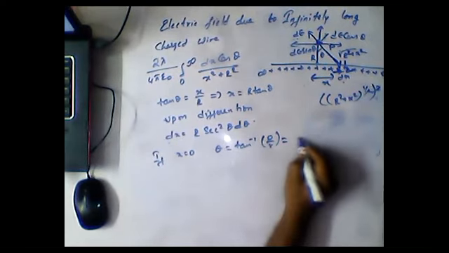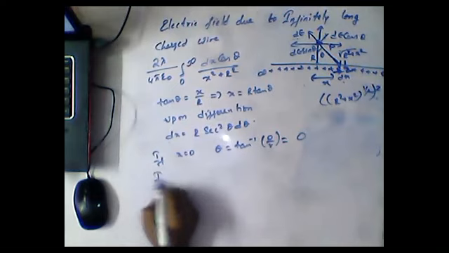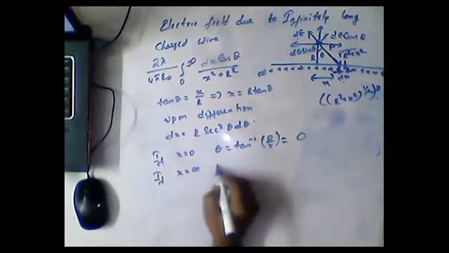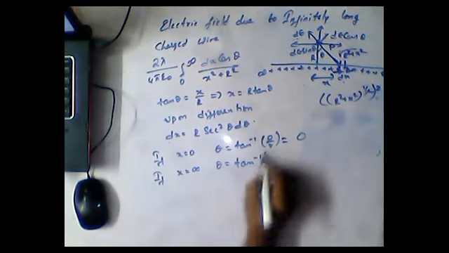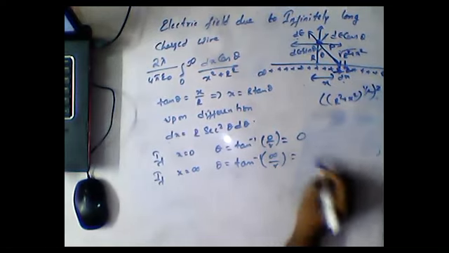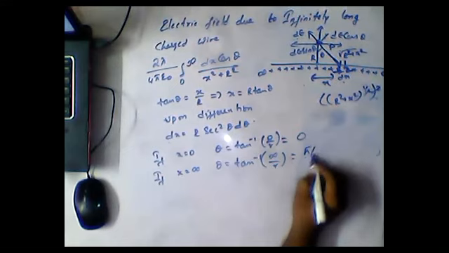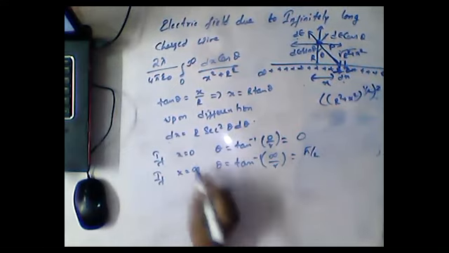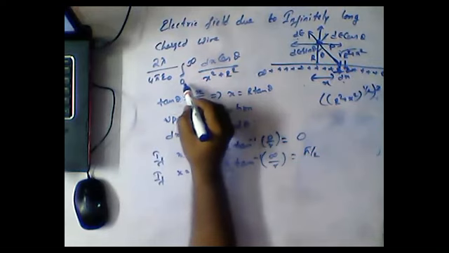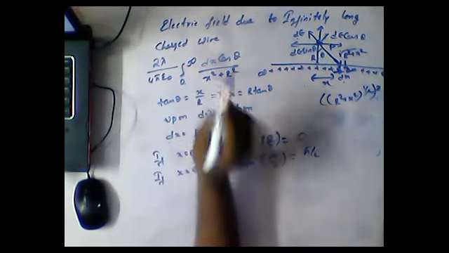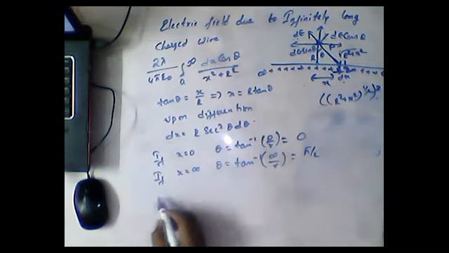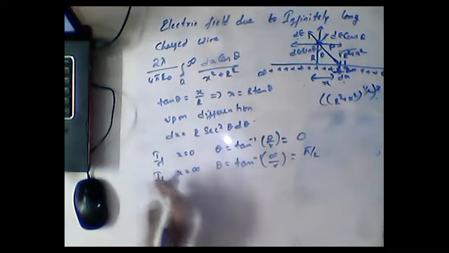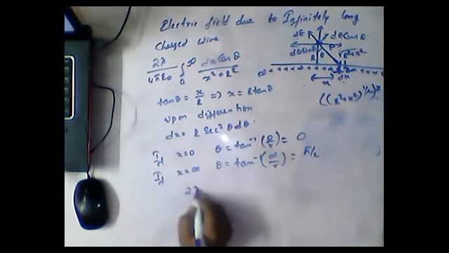So theta is equal to 0 here. If x is equal to infinity, theta is equal to tan inverse of infinity by r, which is equal to pi by 2. So the limit x is equal to 0 to infinity. Instead of 0 here we can place 0, but instead of infinity we can use pi by 2. So the reformed equation is 2 pi lambda by 4 pi epsilon, integration 0 to pi by 2.